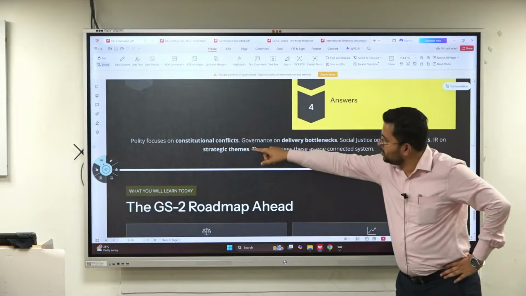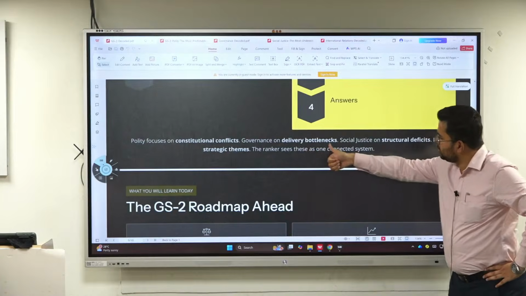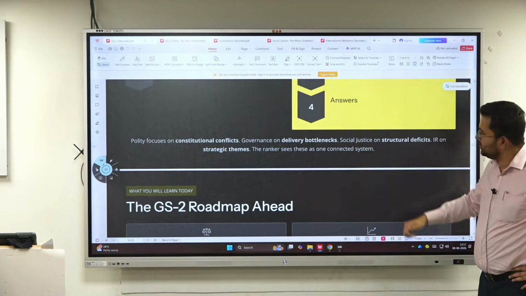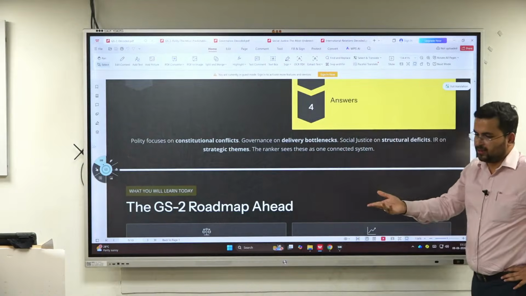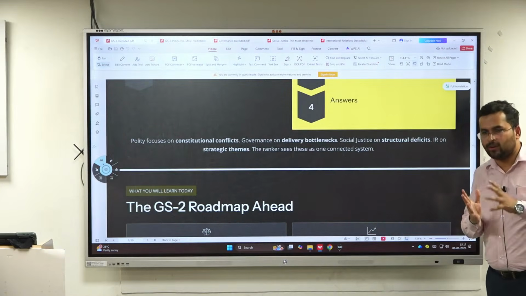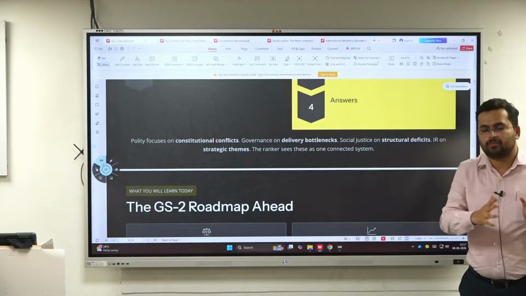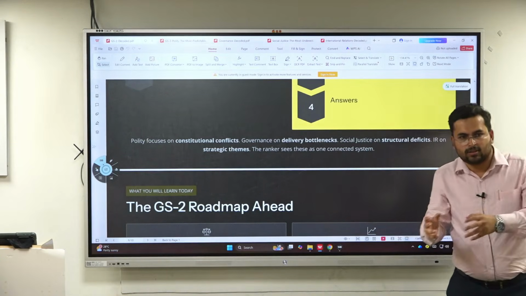So polity focuses on constitutional conflict, governance on delivery bottlenecks. For example, a constitutional conflict in polity was the question on security and liberty. You have the UAPA, but it is also taking away fundamental rights. So that is a conflict.